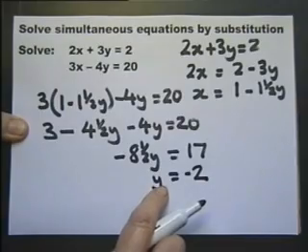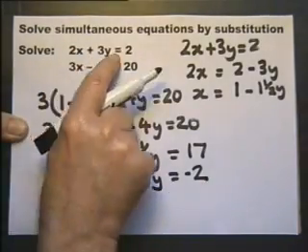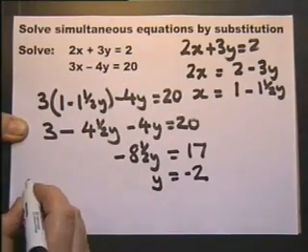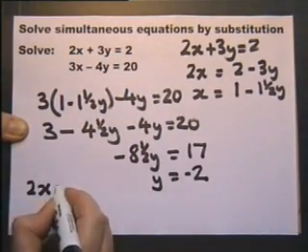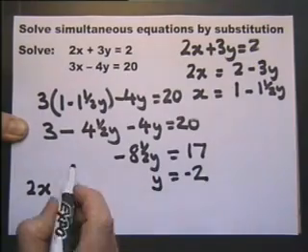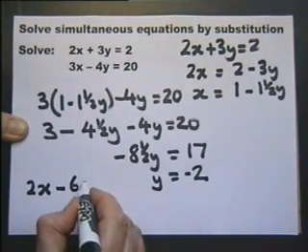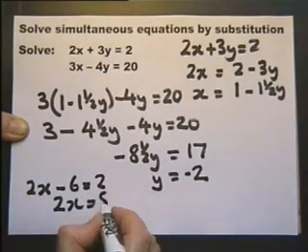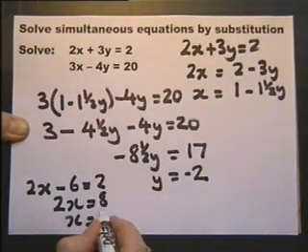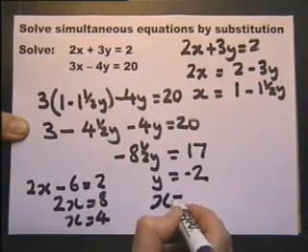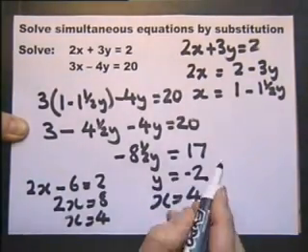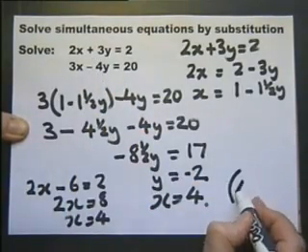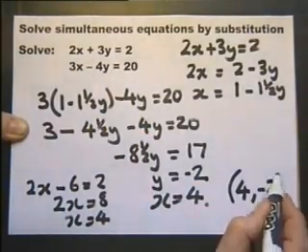I can then substitute this value for y into either of these equations. I think I'll substitute into the first one. So we get 2x plus 3y, which means 3 of those minus 2's, which is minus 6. Add 6 to both sides and divide both sides by 2. I've solved the simultaneous equations. In other words, if I drew these two graphs, they would cross at the coordinate x is 4, y is minus 2.